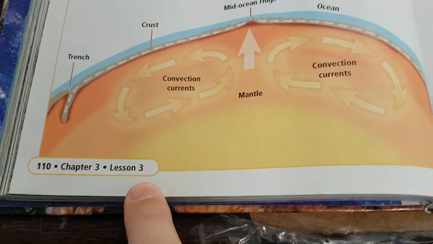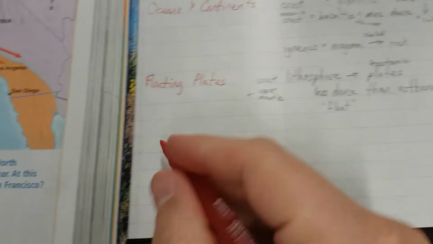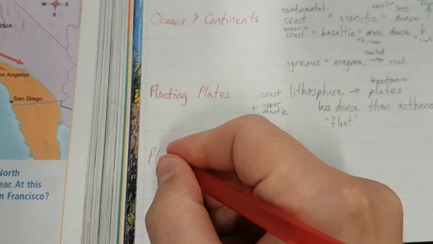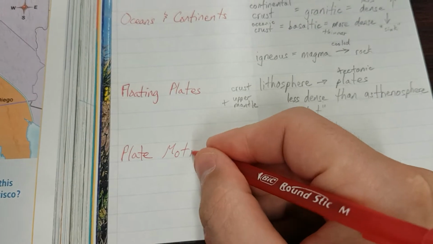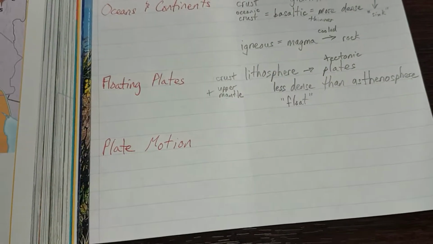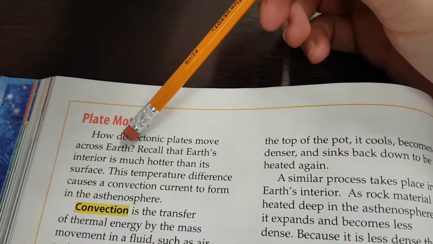All right, second day of notes for Chapter 3, Lesson 3. We're on the section called Plate Motion. Coming over here and skipping a line: plate, P-L-A-T-E, motion, M-O-T-I-O-N. Plate motion. Pencil. How do tectonic plates move across Earth?